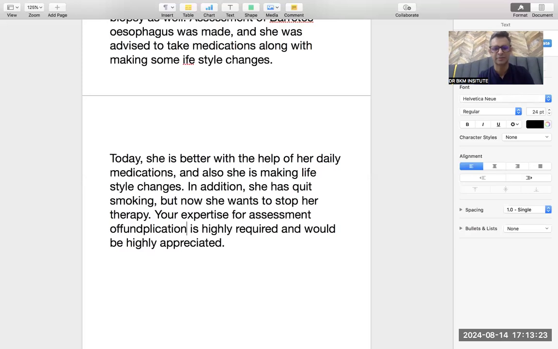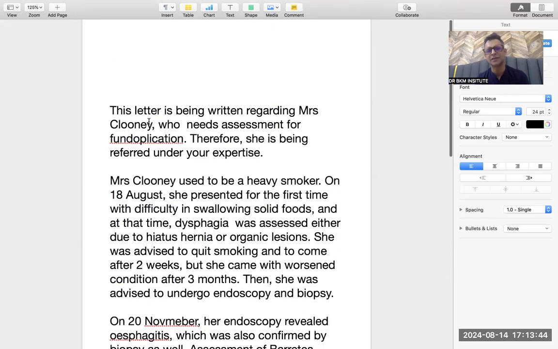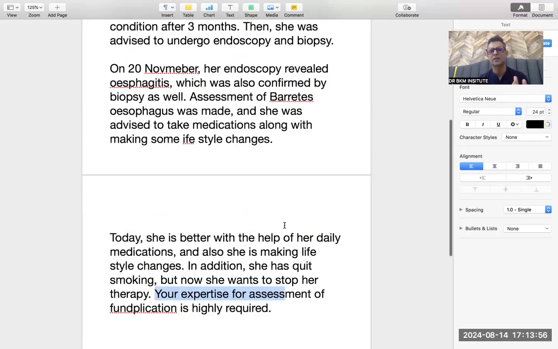Now see this, it is becoming better. Again, we are just changing the way of writing. Again, just try to learn this. Your expertise for this thing is highly required for assessment of fund application. Now the examiner will give you a lot of marks, because he will see that in the first you have written who needs assessment, patient needs, and now you have written passive voice. Your expertise for this thing is required, is plus third form, passive voice. So this is the way to write.